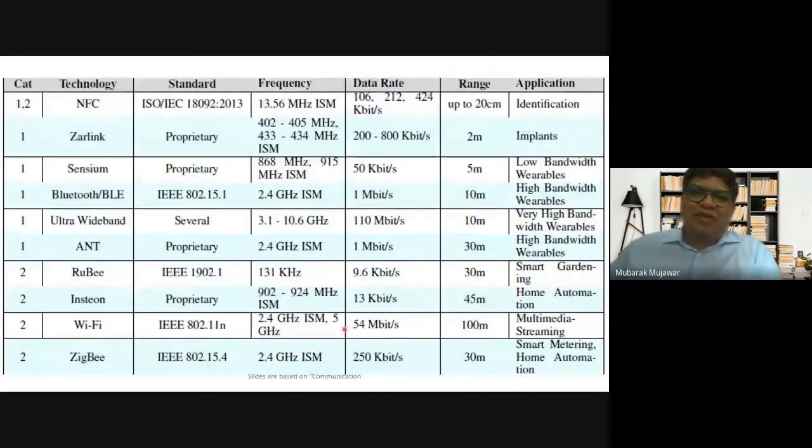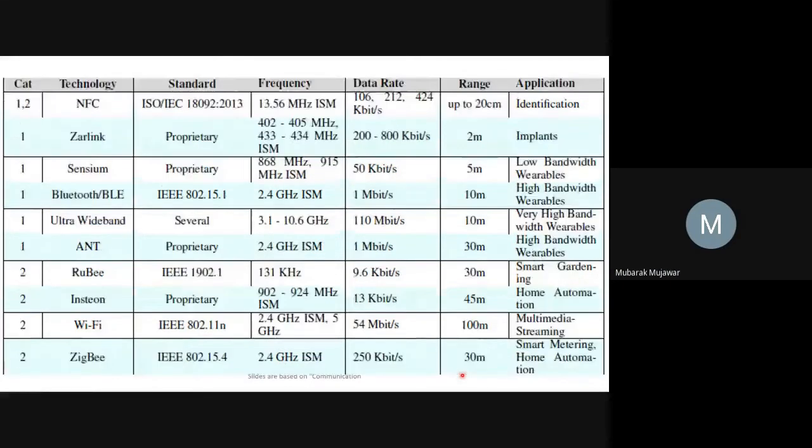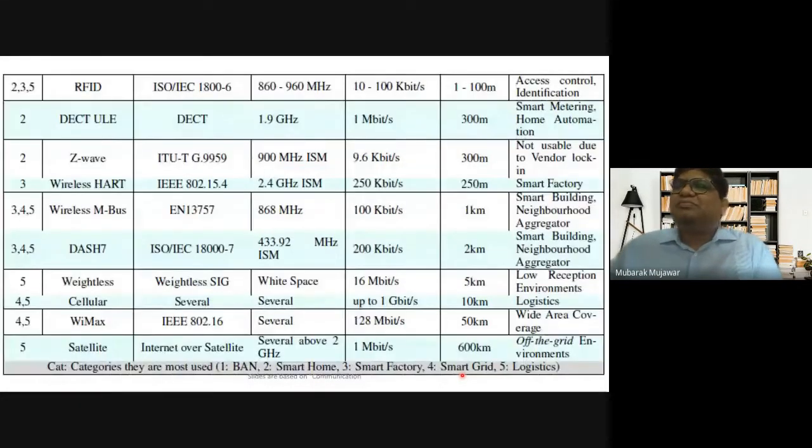So say, for example, if I'm on ZigBee, it is category 2, which means it is used for smart home applications. For WirelessHART, we have category 3, which means it is used in smart factory. Category 5 is used for logistics, and category 4 is used for smart grid. Okay, so we have different technologies, the categories, standard, their frequencies, data rate, range, and application. And we'll be referring to this table very often in this class to understand how they can be used in different application domains.